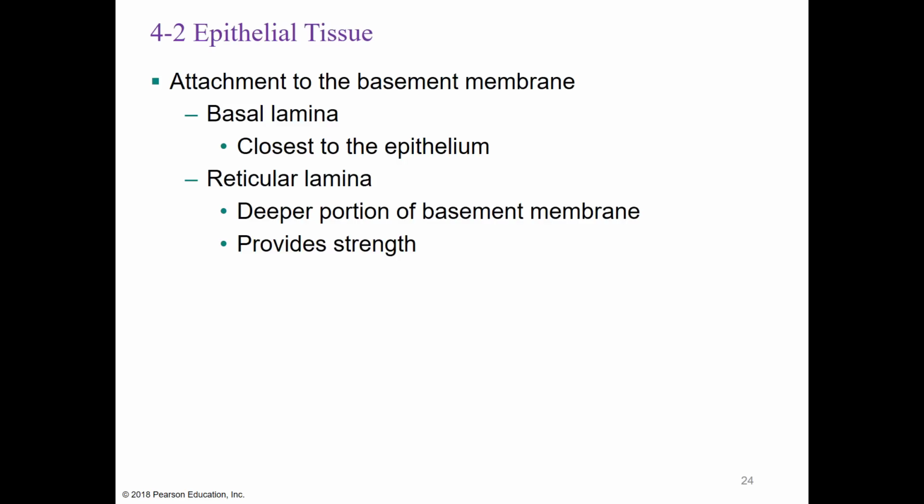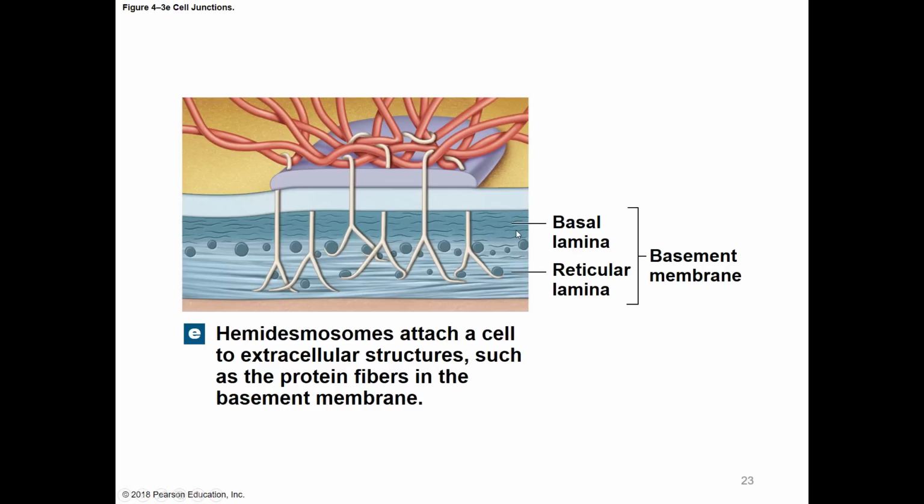So the basement membrane is made up of 2 parts: the basal lamina, which is the topmost part that's closest to the epithelium, and the reticular lamina, which is the deeper portion of the basement membrane that gives it strength. So if we go back, we can take a look at that. So this whole thing is the basement membrane, and at the top, basal lamina, and at the bottom, reticular lamina.